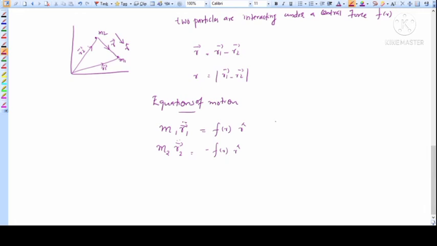So we can write here, force is attractive if F of r is less than 0, negative, and force is repulsive if F of r is greater than 0, positive. If F of r is positive, the force is repulsive.